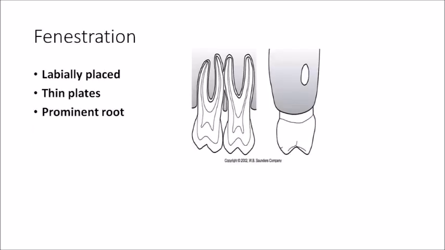Coming to the first pattern, that is fenestration. Fenestration, as we all know, is an oval shaped or a window like bone loss over a root prominence. This is not continuous with the marginal bone. So the marginal bone is intact and there is a window like bone loss over the root surface. It happens usually on a labially placed tooth which has a thin bony plate over it and usually the root is prominent. So this results in a bone loss. Be clear with the figures also. Fenestration will always look like an oval shaped window.